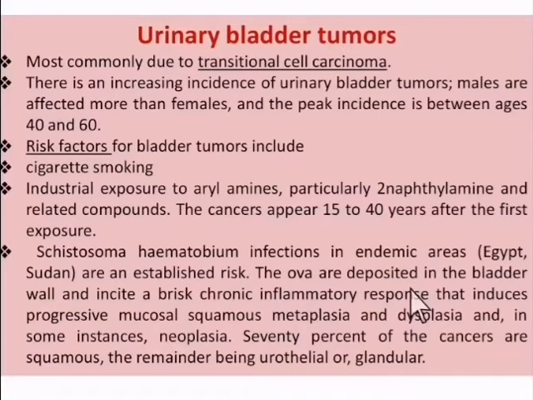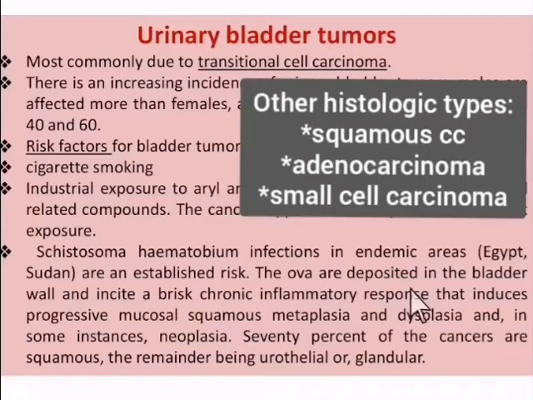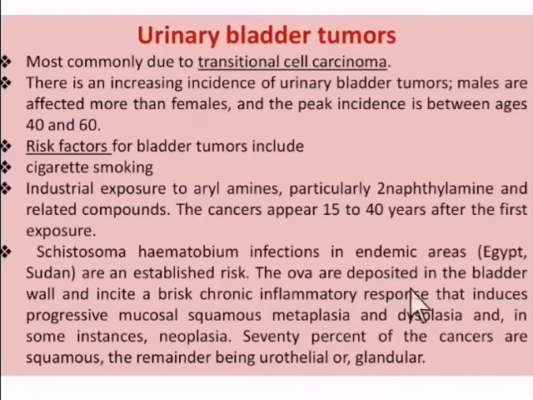نجي للموضوع المهم هو urinary bladder tumors. Most commonly due to transitional cell carcinoma. أكيد لأن الابيثيليوم اللي عندي هو transitional cell. There is an increasing incidence of urinary bladder tumors. Males are affected more than females. الانسيدنس أو peak incidence of age is between 40 to 60.